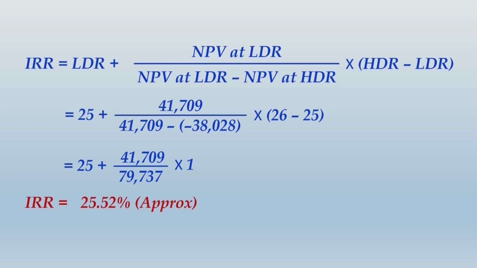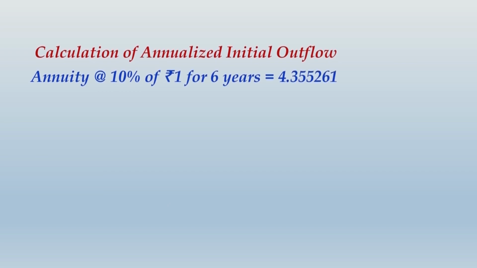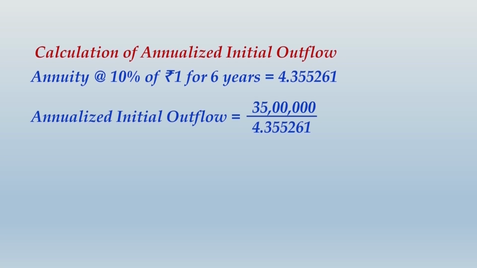Alright friends, once you have finished the calculation of IRR, let us move ahead and now take another important calculation, that is calculation of annualized initial outflow. Annuity at 10% of rupee 1 for 6 years is 4.355261. You know one thing, when you divide the amount of present value by an annuity factor, you get the annualized value. So here we are dividing the initial cost of 35 lakhs by this annuity factor. The annualized initial outflow comes to rupees 8,03,626 per annum.